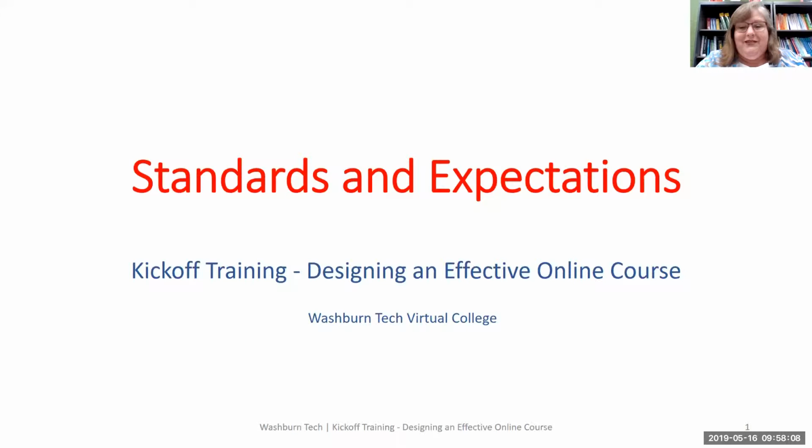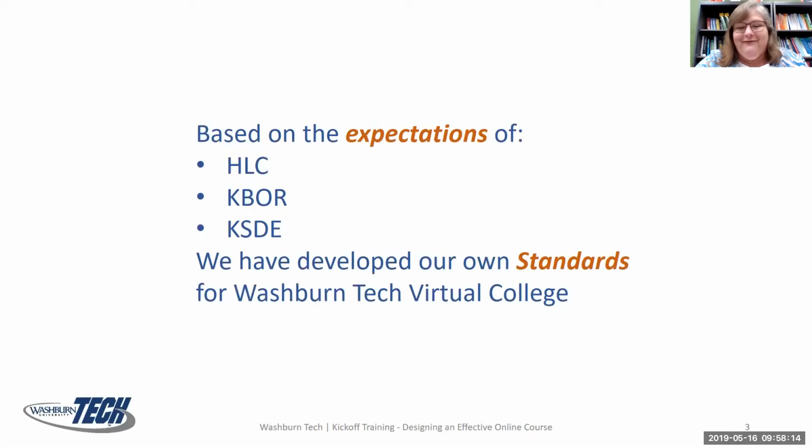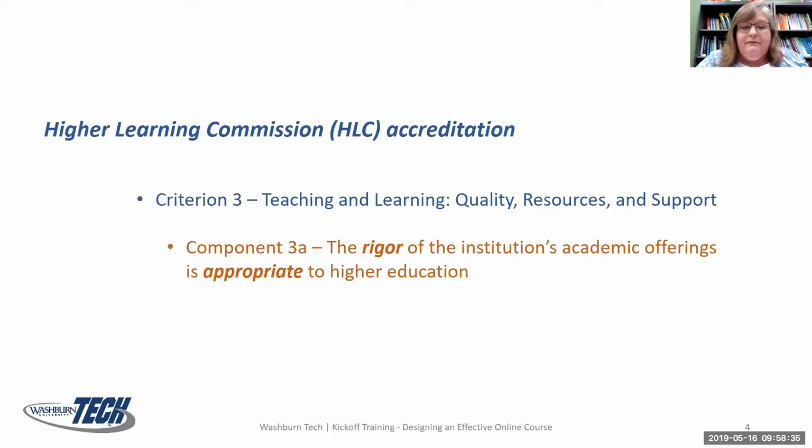Standards and expectations. Let's pick up with our goal of ensuring academic integrity and rigor. There are some external agencies that have expectations for what we do with our courses. That includes the Higher Learning Commission, the Kansas Board of Regents, the Kansas State Department of Education. So based on those expectations, I've developed some standards for our virtual college.